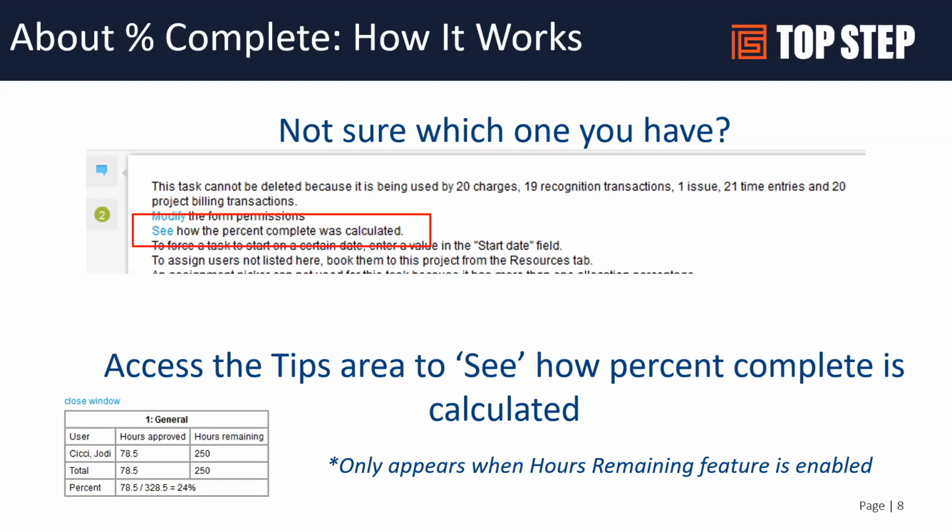So what this is showing is that Jody has been approved 78.5. We've got 250 hours remaining. So the denominator is what's been approved plus what's remaining. That gives you your 328 overall, calculating a 24% complete. So that kind of shows you the math there, which is really nice.